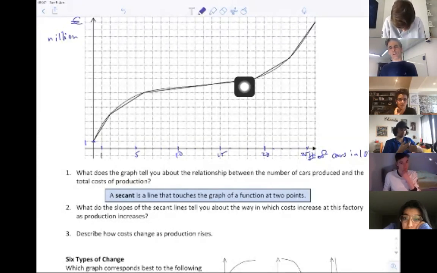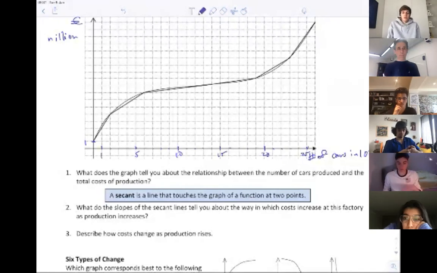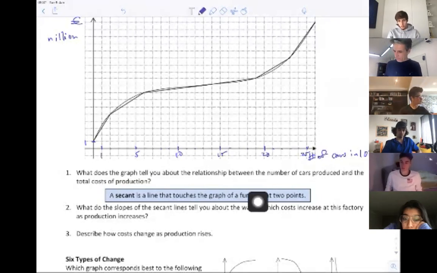And then over here, it starts to increase a whole lot more. Can you say it's like a rate of growth or no? Yeah, it's a rate of growth. So we can measure the rate of growth by looking at a secant line. A secant line is a line that touches the graph at any two points. And I've drawn some in here for you.